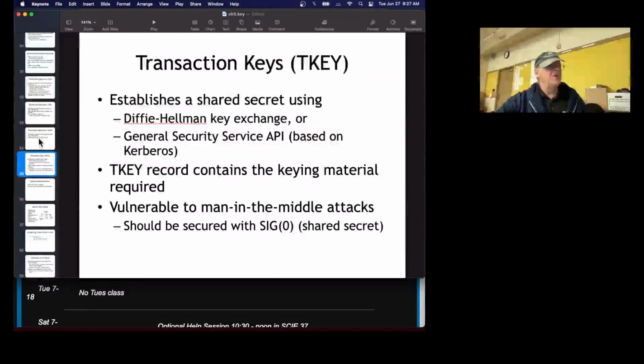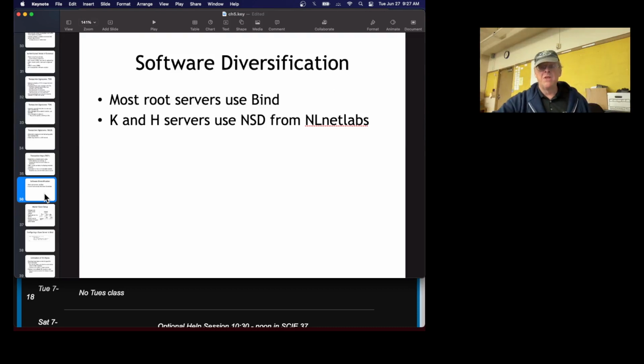There's the SIG record, there's the transaction key record, and this used Diffie-Hellman key exchange, but the problem is it's vulnerable to man-in-the-middle attacks. So the problem is all these things were designed decades ago, and cryptography has advanced a lot since then. So what seemed like a good technique 20 years ago has not stayed good. All right, anyway, the software diversification is quite good.